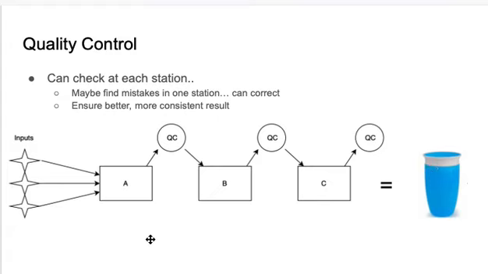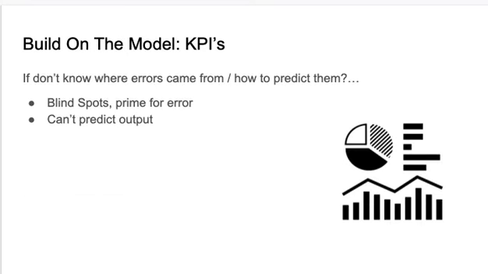So let's go to the next. And I mentioned it: what if you want to know where the issues are happening, or how fast things are being produced, or how can I make my assembly line more efficient, or where are the blind spots that I'm missing? Can I predict the output of when something will be ready? All those things. This is where we build in KPIs.